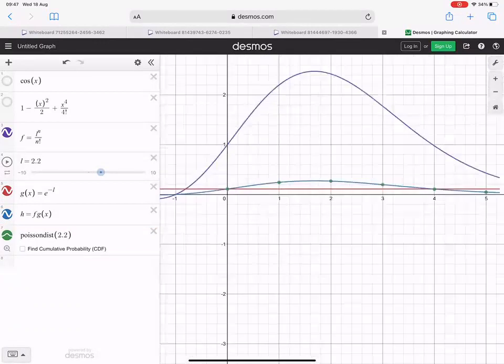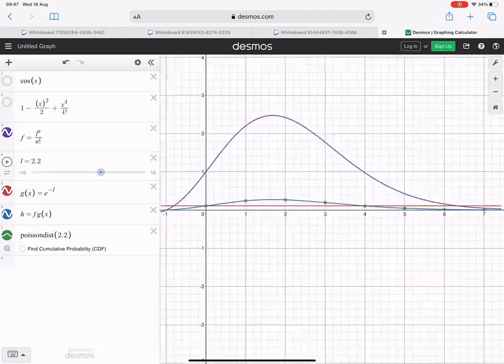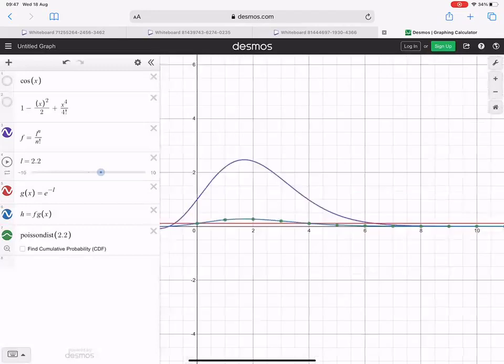To really understand what the Poisson distribution is, you need to understand the exponential function and the Taylor series expansion of the exponential function. When I add up all of the probabilities, then of course I'm going to get 1, which is what happens when I have e to the lambda times e to the negative lambda.